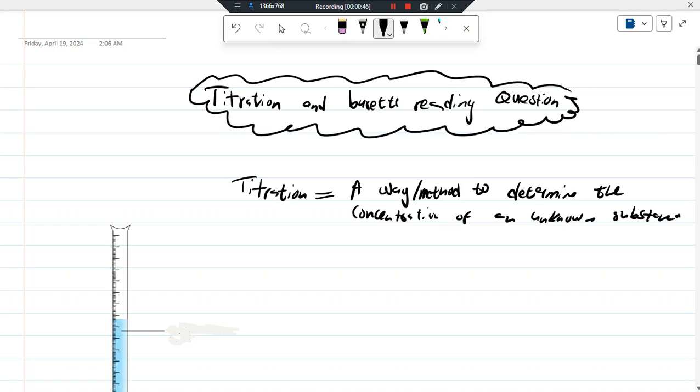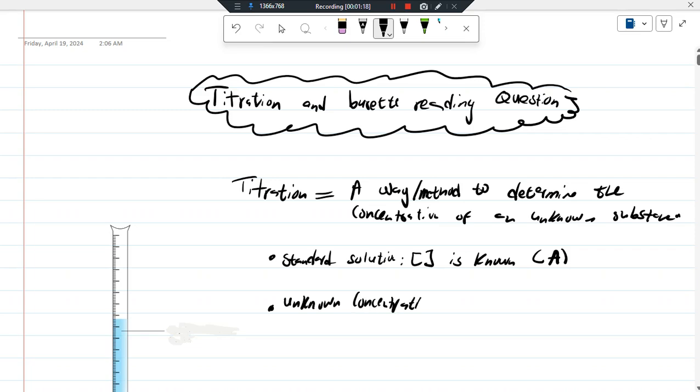So in most cases, you have a standard solution, right? The standard solution is a solution in which the concentration is known. So let's say substance A is the acid. And then the other one will be the one with the unknown concentration. Yeah, it could be either one, but in this case, the base.